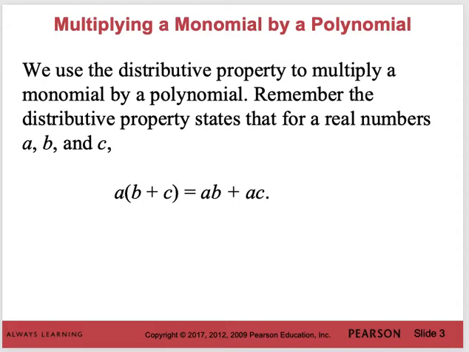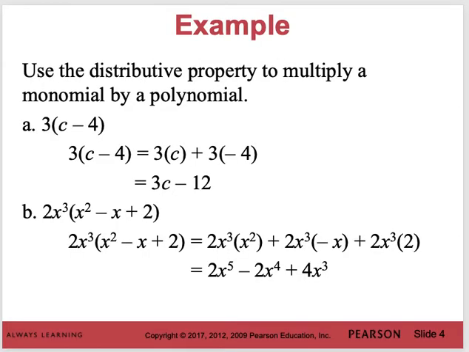Multiplying a monomial by a polynomial. We use the distributive property to multiply a monomial by a polynomial. Remember, the distributive property states that for real numbers a, b, and c, a times the quantity b plus c, we would distribute the a and multiply it by both values inside the parentheses, a times b plus a times c. Here is an example.